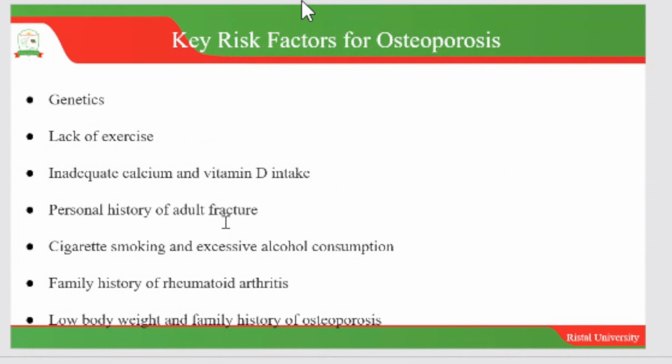Also, personal history of adult fracture. I think there is also some assessment tool for this. I'm forgetting what the name of the tool is, but there is an assessment tool that will be asking you how many fractures you have had in the past, something like that. Cigarette smoking and excessive alcohol consumption could lead to osteoporosis. Family history of rheumatoid arthritis, low body weight.